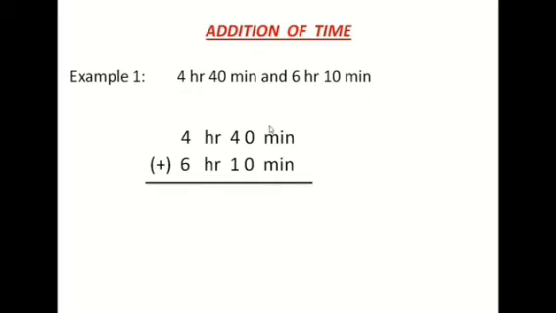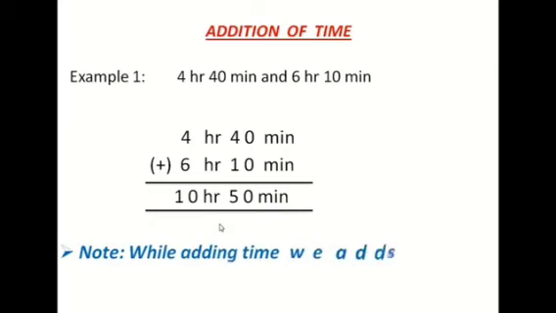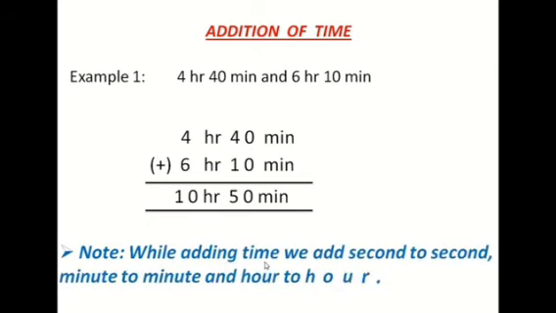Now what will we do? We will add minutes to minutes and hours to hours. So 40 plus 10 gives you 50, so it will be 50 minutes. And here 4 plus 6 gives you 10. So that will be 10 hours 50 minutes. It's an important note: while adding time, we add second to second, minute to minute, and hour to hour. We'll do a few more sums. It will be clear to you.